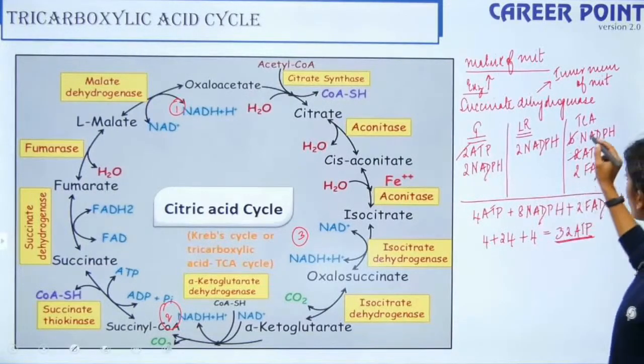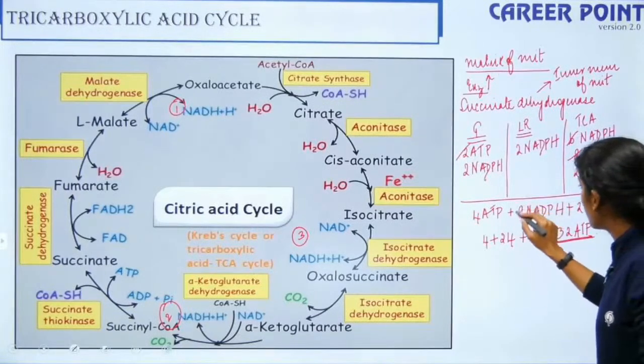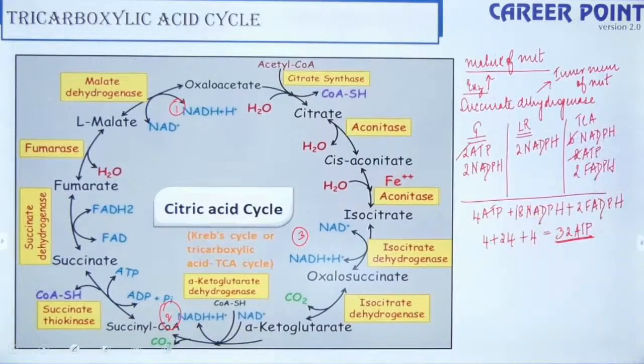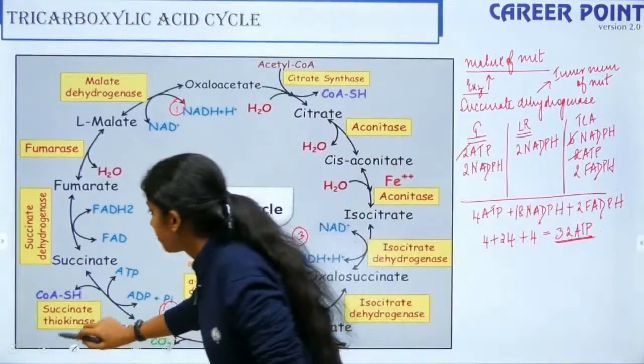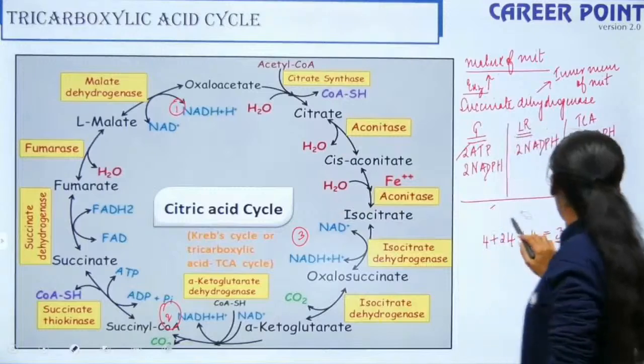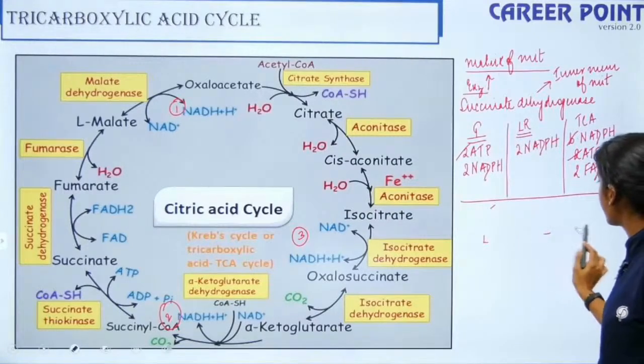So convert this into your ATP format. So this will be 18. So 18, 4 will be 22, 20. No, I am making a mistake. So this is your doubt, right? So till this it's satisfied.